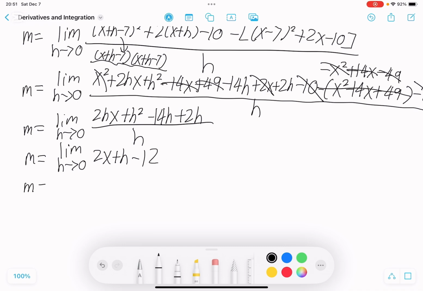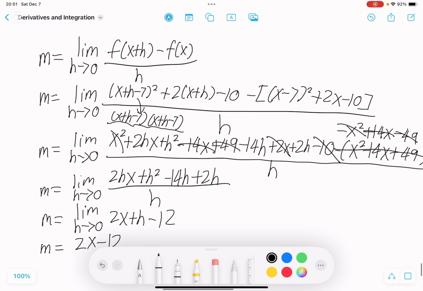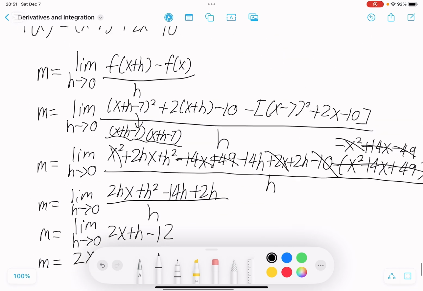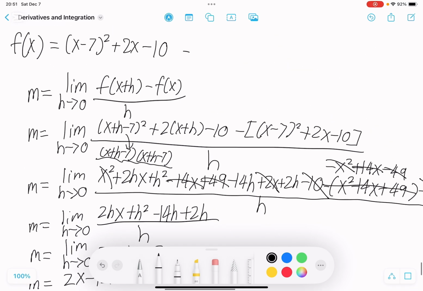So now we can plug h equals 0 in because we don't have to worry about the denominator being zero anymore. So now we have 2x plus 0 minus 12, which simplifies to 2x minus 12, which is our derivative.